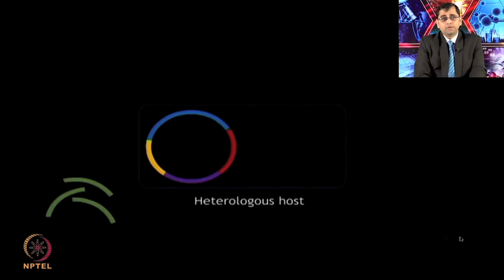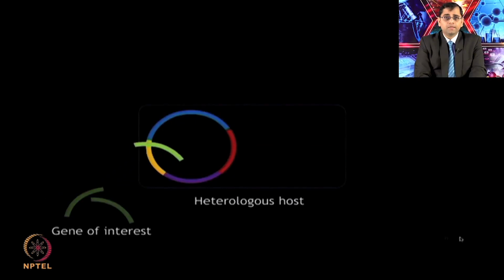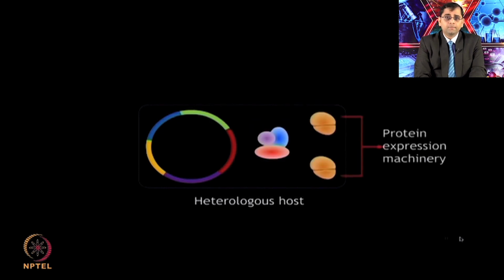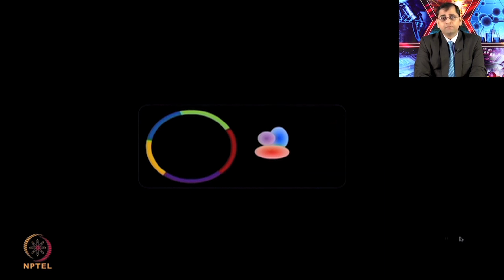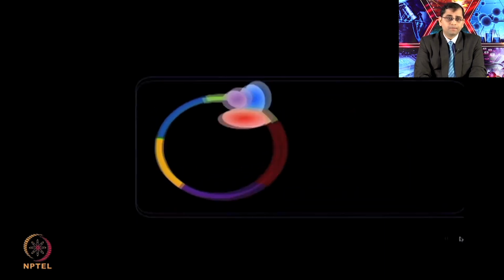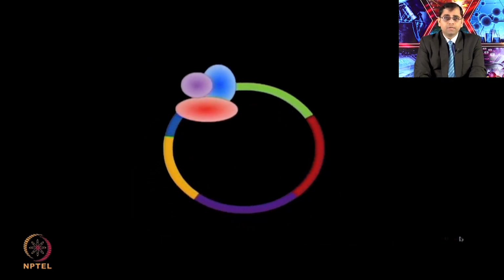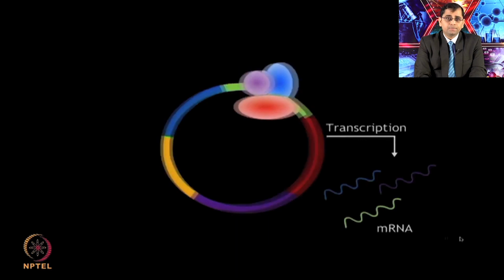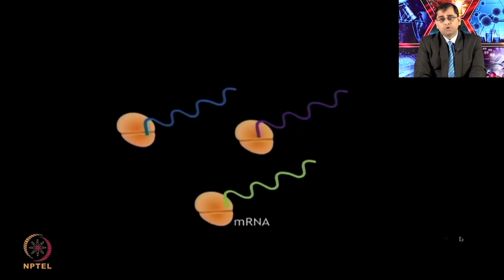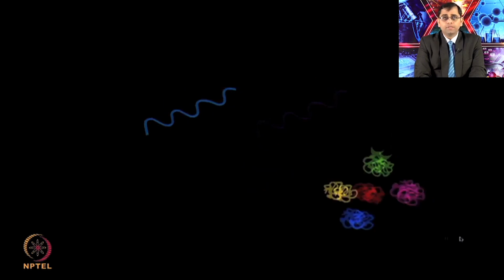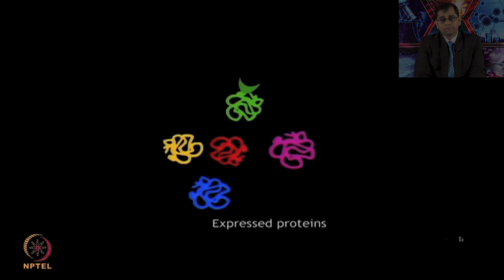The gene coding for the protein of interest is expressed in a suitable heterologous system such as E. coli by means of expression vectors like plasmids. The host cell machinery is used for transcription and translation, which results in a mixture of proteins consisting of the target protein along with other host proteins.